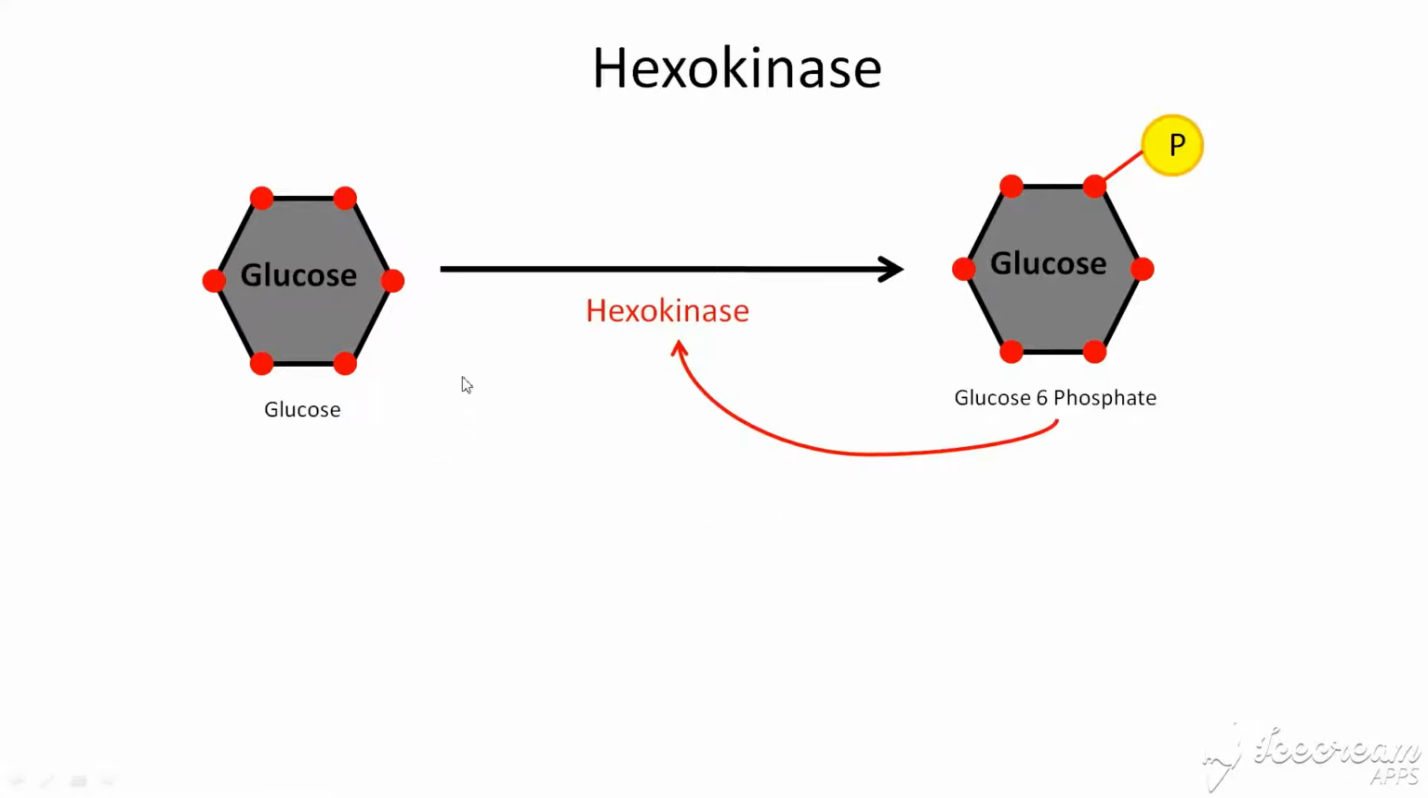glucose. Now, it's important to know that when glucose enters the cell and is converted to glucose 6-phosphate, this glucose 6-phosphate cannot exit the cell. So it's important for cells to take in only the glucose that they need so they don't deprive other tissues of glucose. And insulin has no effect on hexokinase.